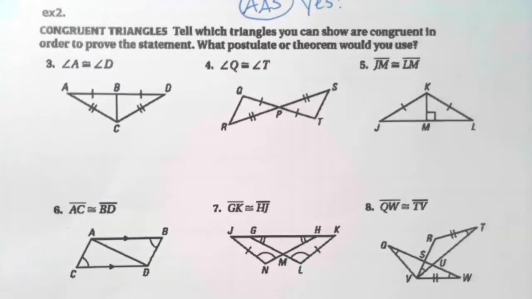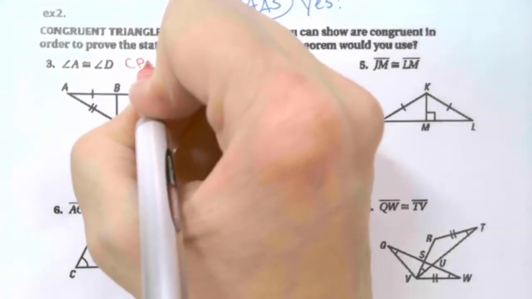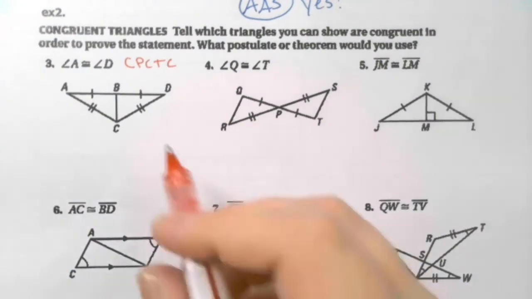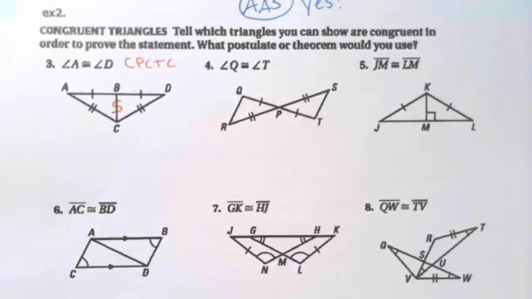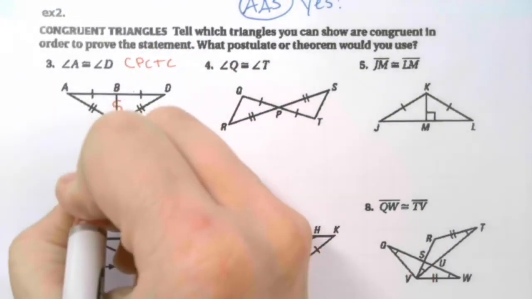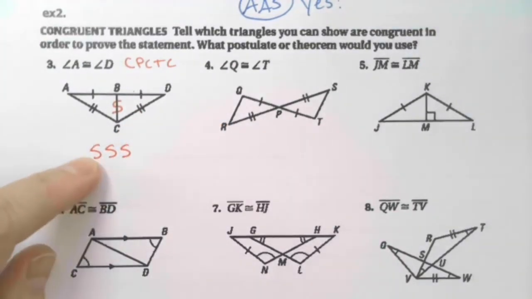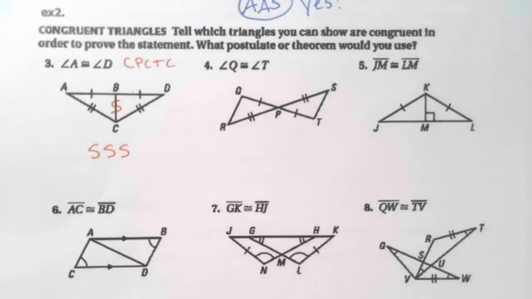Tell which triangles you can show are congruent in order to prove the statement. What postulate or theorem would you use? So basically they want us to prove congruence so that by CPCTC we can get the body parts they want us to get. Okay, so looking at this one, we have a single side and a double side, and look, a shared side. So 3 sides in common, that would be side, side, side congruence postulate. And because we know that, CPCTC, angles A and D are congruent.